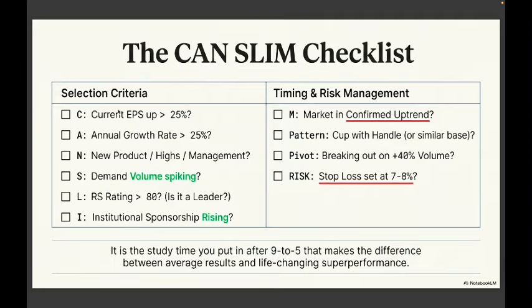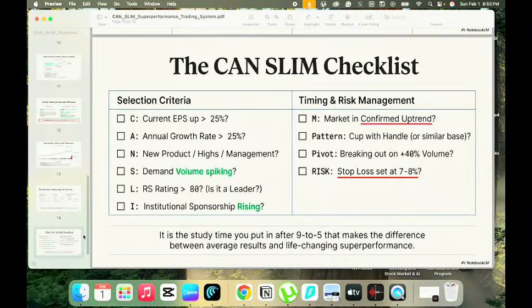Again, just for the recap over here, C stands for current earnings per share, which should be above 25%. A stands for annual growth rate, above 25%. N is the new product. N is also management, any newness factor. S is supply and demand, high demand for the supply of shares, right? Volume spiking. And L stands for leaders, where among the peers in that same sector, the company should be a leader. I stands for institutional sponsorship, which should again be on a rising trend. So this is it from the CANSLIM approach.